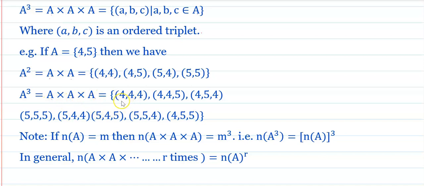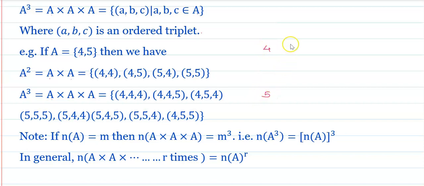Then what you will get? First is (4,4,4). Next is (4,4,5). Next is again (4,5,4). Or you can write the triplets here. What about the first element? The first element is a 4 and here is a 5.